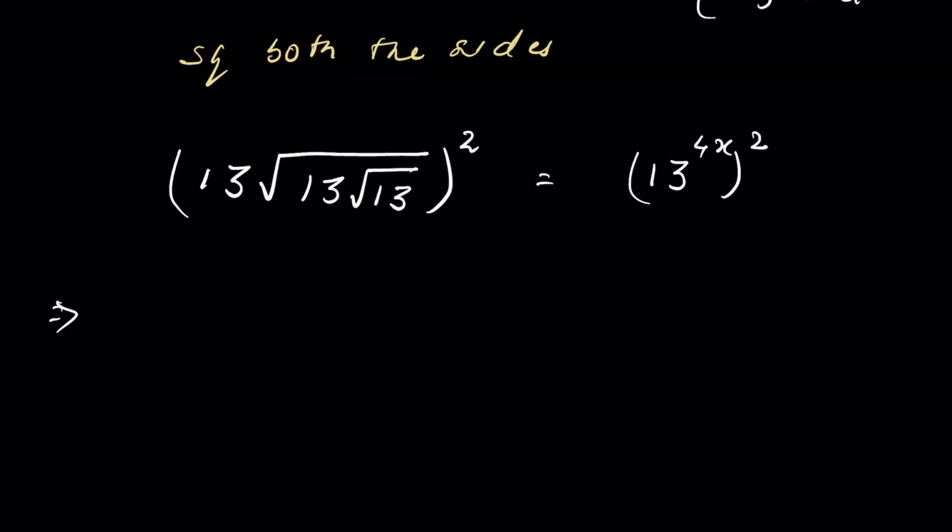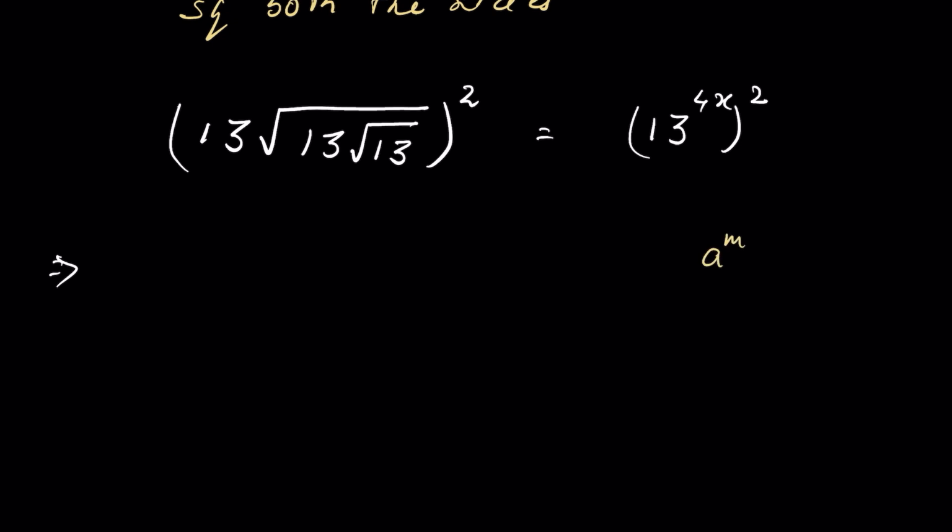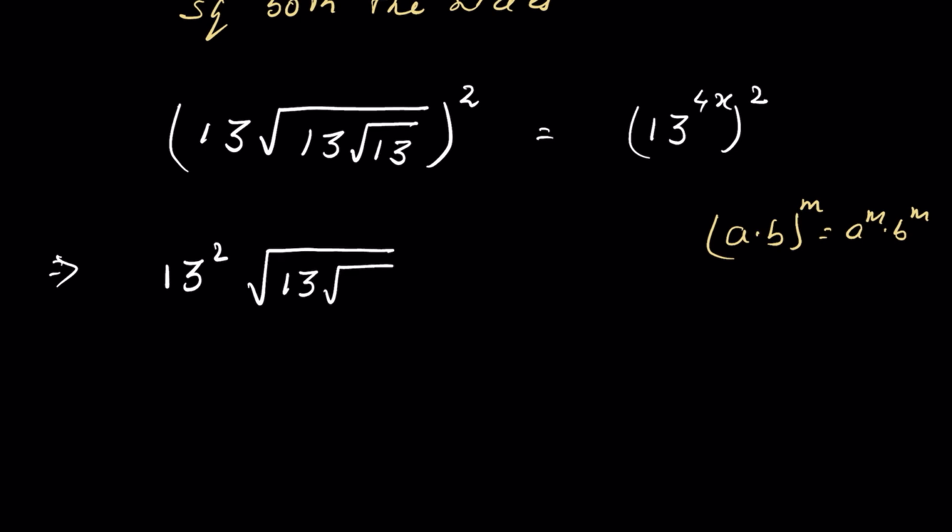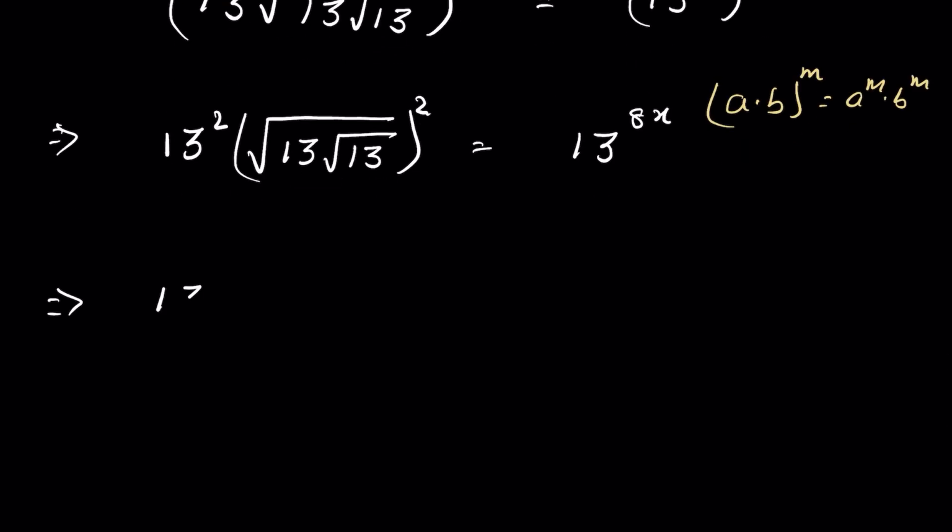Now again, as per the rules of identity, a times b whole to the power m is equal to a to the power m times b to the power m. So this will be 13 to the power 2, then times the square root of 13, raised to the power 2, equals 13 raised to the power of 4 times 2 is 8, then times x. Each square removes the square root, so it is times 13, and then times the square root of 13 equals 13 raised to the power of 8x.